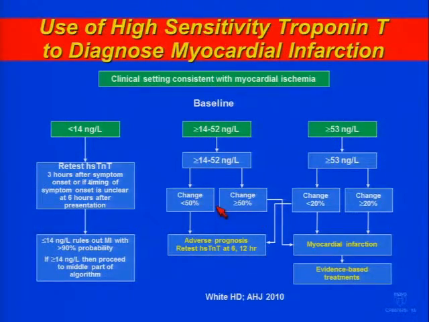Over time, with high sensitivity, a variety of approaches have been utilized to operationalize the change in values. This is one that comes from one of our chairmen, Harvey White, who suggested for the high sensitivity troponin T assay a 50% change if the value was relatively low, and recognizing what I told you, which was that when values get quite high, very high percentages may not be nearly as sensitive as they need to be, suggested a 20% change.